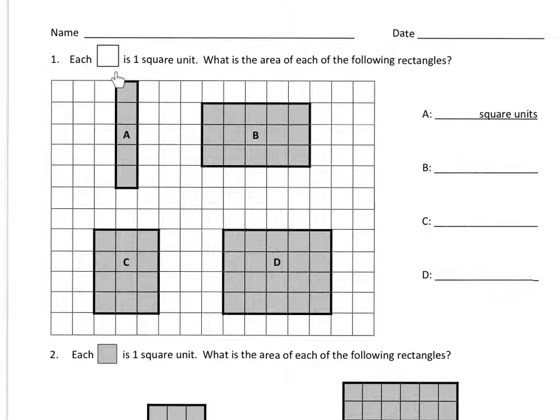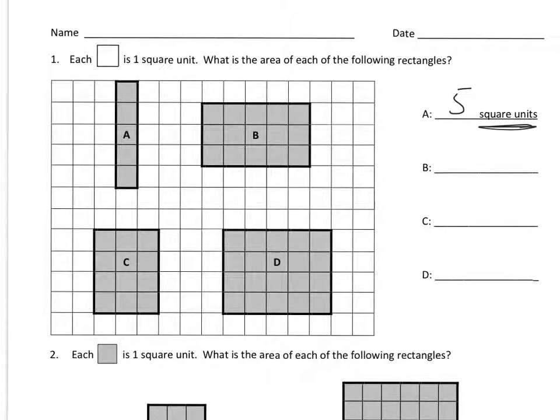Each square is a 1 square unit. What is the area of each of the following rectangles? So this is kind of like the garden boxes that you guys were working with. You can see here for A we have 1, 2, 3, 4, 5 square units. So we can just write over here 5 square units. What's going to be important for this one is to make sure that you are writing square units, or you can use SQ for that.